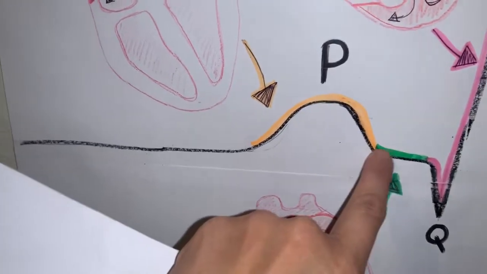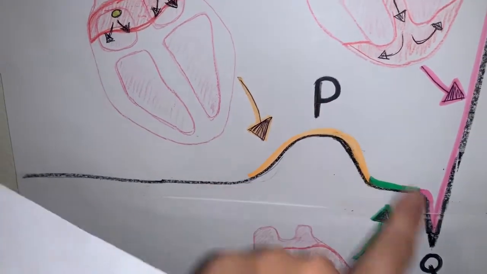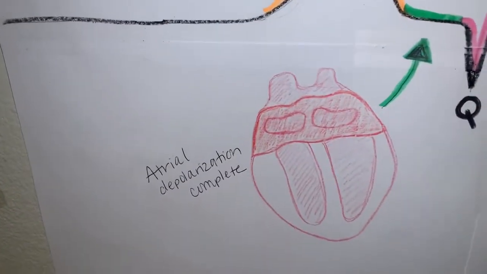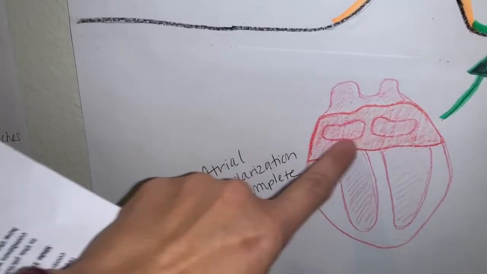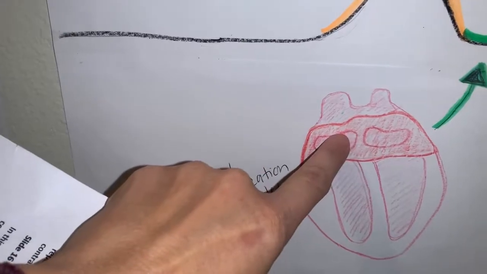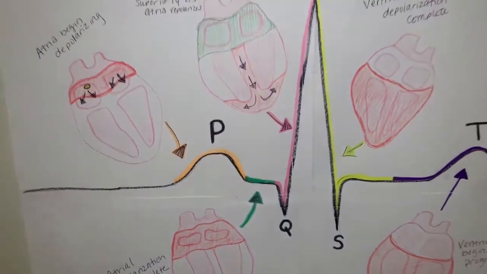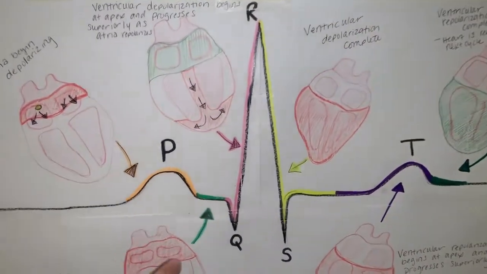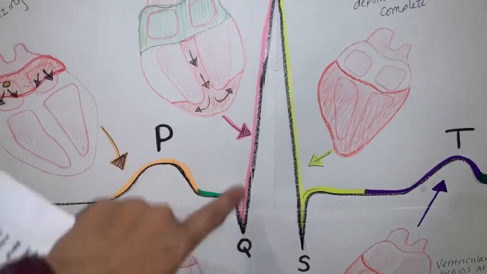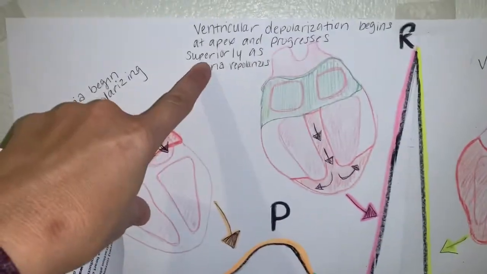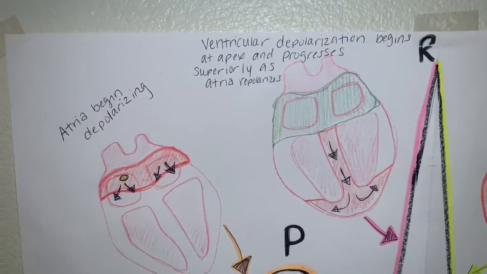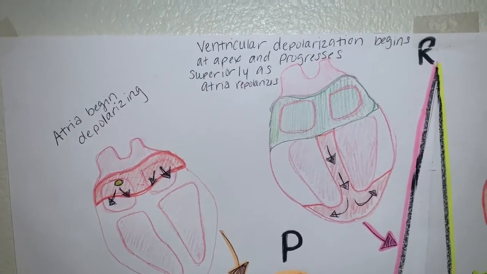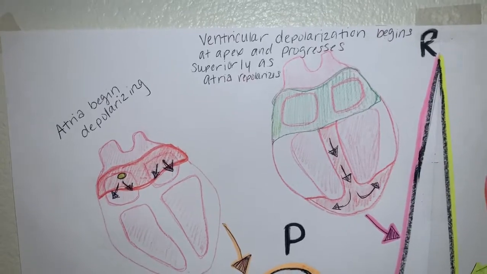The next step is going to be this quiet little zone here between the P and the Q, and that is when our atrial depolarization is actually going to be complete. So these atria are completely compressed or contracted, and we're going to look at our QRS complex now. So the line here that's going to go from the Q to the R is basically going to be signified by our ventricular depolarization, which begins at the apex and progresses superiorly as the atria repolarizes.